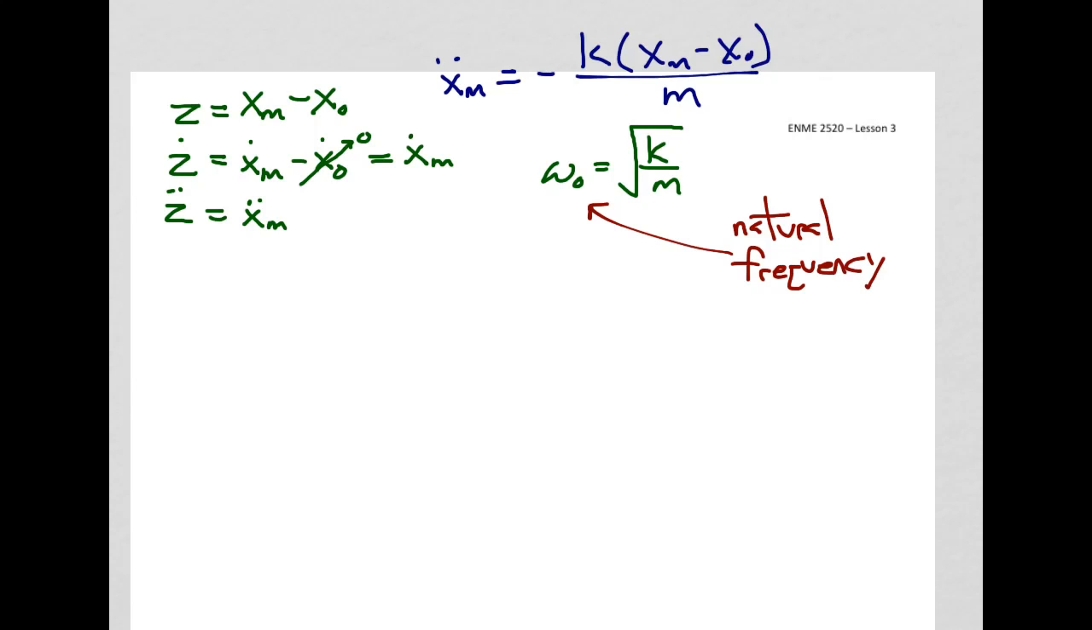So this is one of these times where it's a substitution that we know where it's going, so we can make it and then make our lives easier. If we substitute omega naught into our equation and z double dot into our equation of motion, z double dot is equal to x double dot m. So z double dot is equal to negative k over m times xm minus x naught, which is the same thing as negative omega naught squared z.